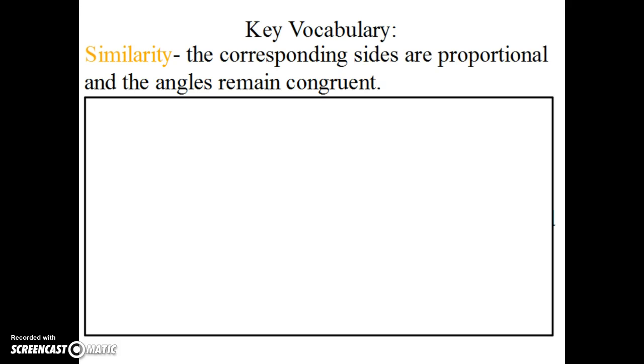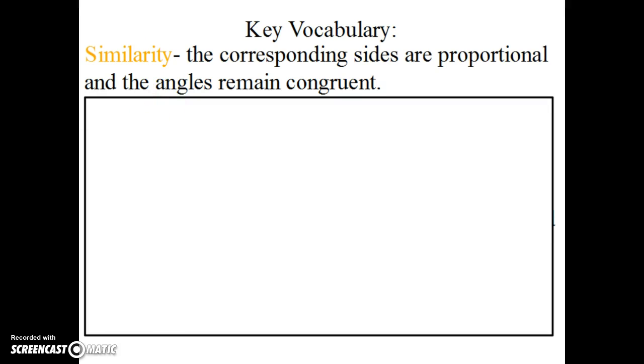But most of the time when we think about similarity, we think that two figures are similar. They are the same shape but different size. But you have to really go into it. The corresponding sides are proportional to one another, and your angles are going to be congruent. So if one angle is 30 in one triangle and also 30 in the other one, even though one triangle may be bigger. Okay?